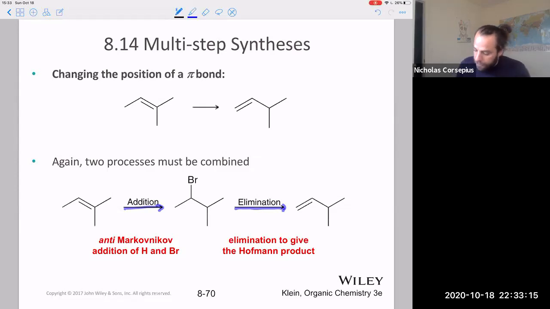So here, if I wanted to do an addition, it'd have to be the anti-Markovnikov. So I would actually have to add HBr in the presence of peroxide, getting it on the less highly substituted carbon. And then I'm going to do an elimination, but I want it to form a terminal alkene. So that means I'm going to have to use something like tert-butoxide, right? Something that would give me that Hofmann product, or another way of saying you have elimination on the less highly substituted carbon.